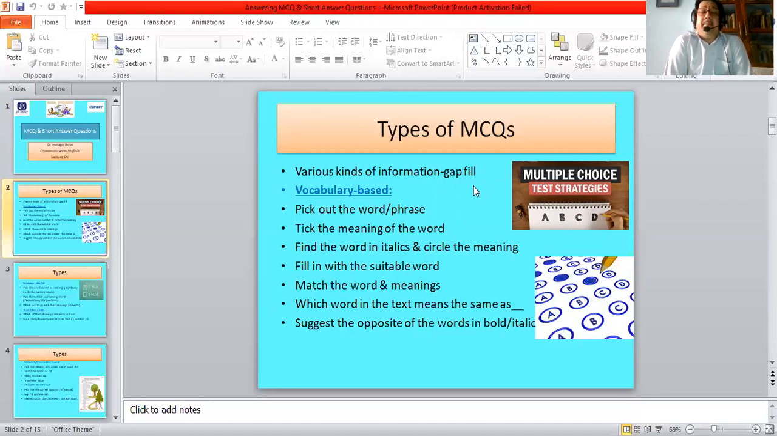Now match the word and the meaning. Again, this is something like the first three. Now, which word in the text means the same as this one? Again, the word and its synonym. Suggest the opposite of the words in bold or italics. So again, this is something related to antonyms. So many of the MCQs are vocabulary based, and many of them are related to matching of the word with its meanings or its synonyms or antonyms.